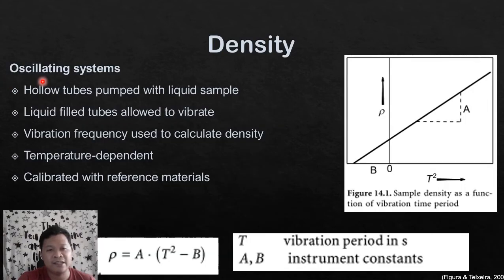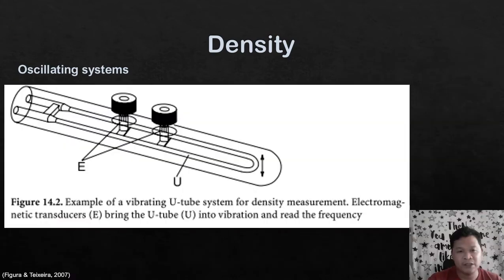So in oscillating systems, you have hollow tubes na nagko-contain ng liquid samples, magva-vibrate yung hollow tubes na yun, and based on the frequency of that vibration, we can, with calibration, know the density of the materials in question. So here's the example of the oscillating system for density measurement. So papasok yung fluid dyan, tapos aalog siya up and down, and then merong oscillation measuring device that gives a readout, and based on the calibration, translate the oscillation into a density.